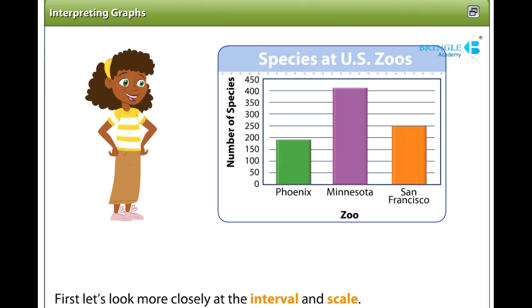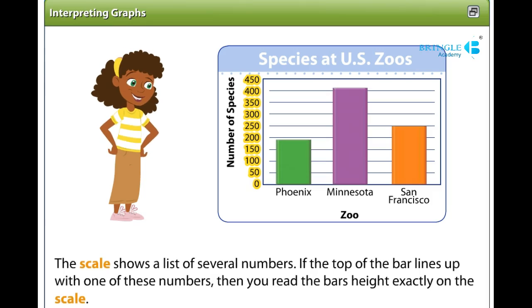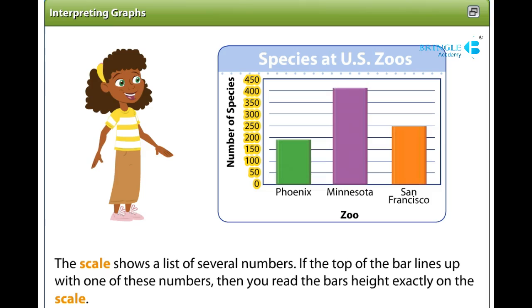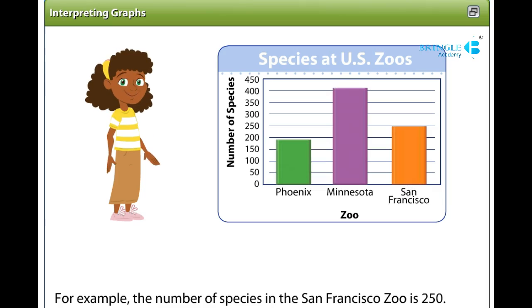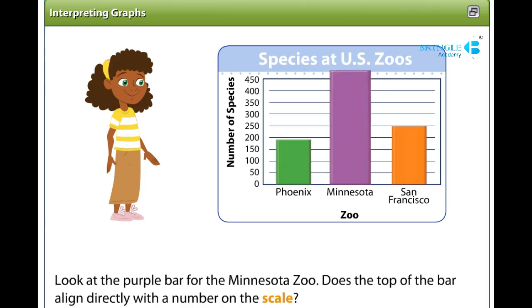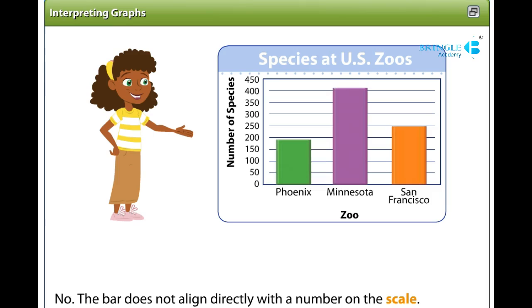First, let's look more closely at the interval and scale. The scale shows a list of several numbers. If the top of the bar lines up with one of these numbers, then you read the bar's height exactly on the scale. For example, the number of species in the San Francisco Zoo is 250. Look at the purple bar for the Minnesota Zoo. Does the top of the bar align directly with the number on the scale? No, the bar does not align directly with the number on the scale.